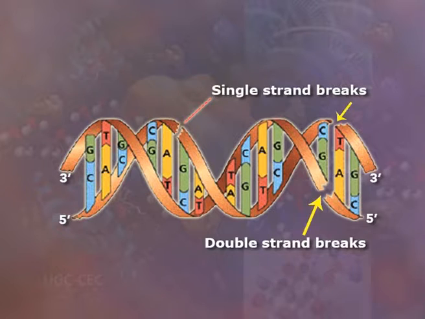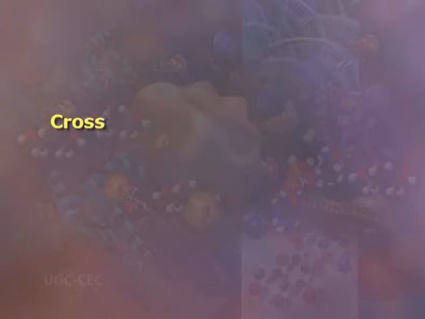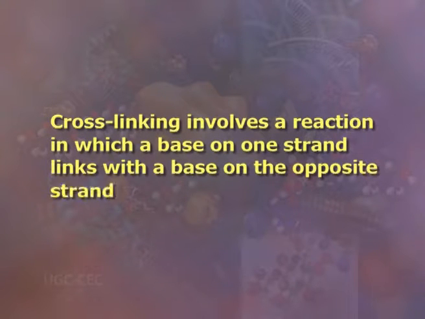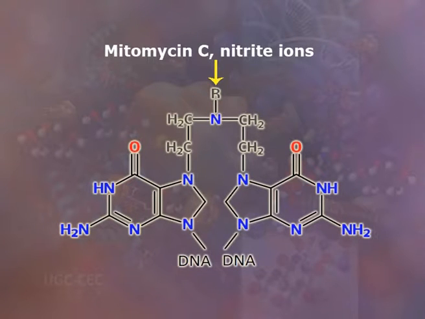It can then happen that two such breaks may be situated opposite one another, thus resulting in breakage of the double helix. Cross-linking involves a reaction in which a base on one strand links with a base on the opposite strand. Antibiotics, such as mitomycin C, and reagents like nitrite ions can form covalent linkages between a base in one strand and another base in the complementary DNA strand. During DNA replication, therefore, strand separation is hindered, and moreover, a local distortion of the helix at that point occurs.